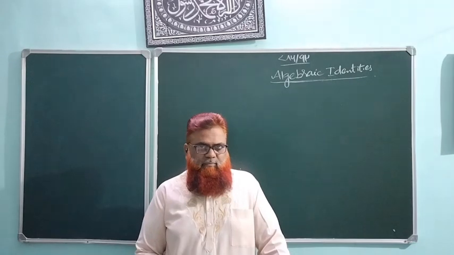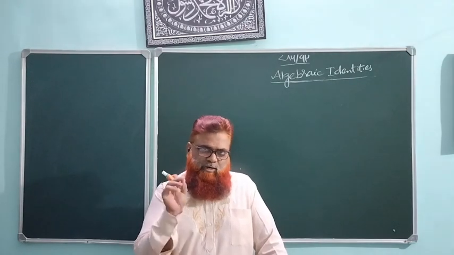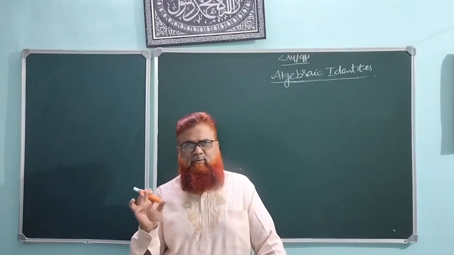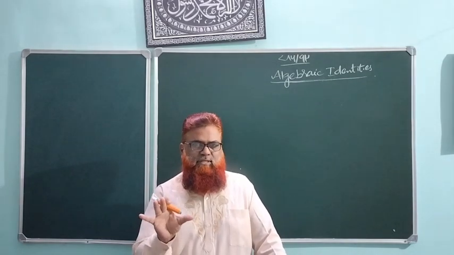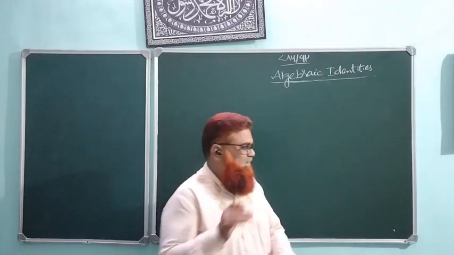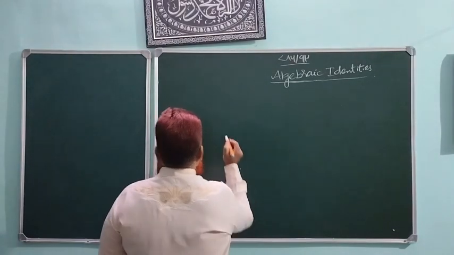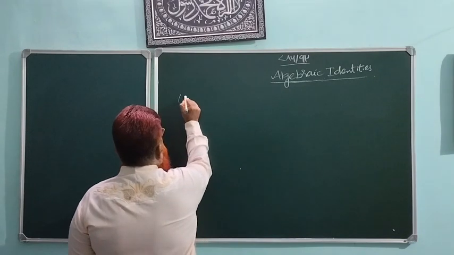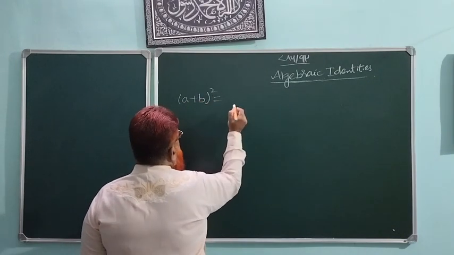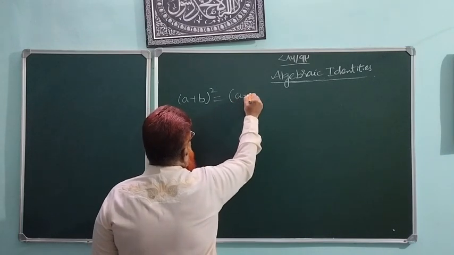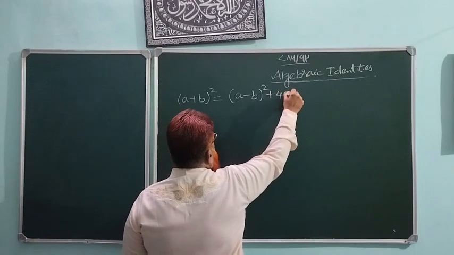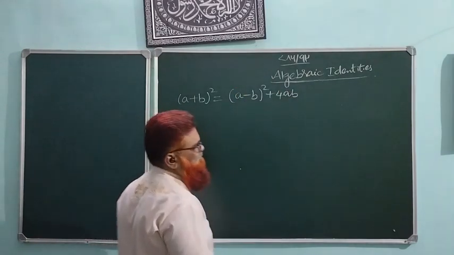Now today I would like to take one more example which I have drawn from a plus b whole square, so that after that I will proceed on to the cubic expansion. The first one is, friends, a plus b whole square is equal to a minus b whole square plus 4ab. This is very, very important.